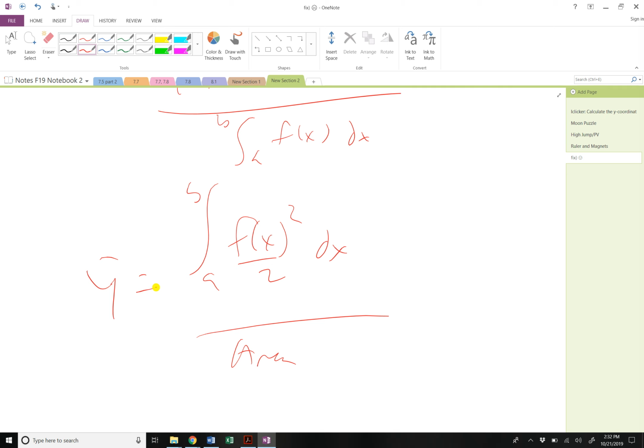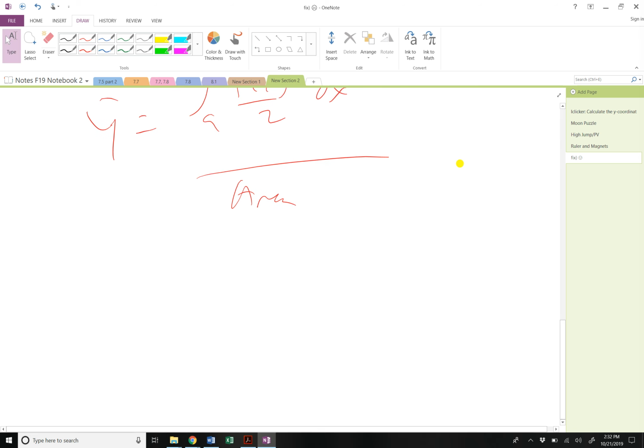Oh, so if you're integrating with respect to y, then the thinking reverses. If you're doing dy, then y bar is going to be... I should let you guys talk about this. If you're integrating with respect to y and you want y bar, what would the formula be in there? So talk to your neighbor. Exactly.